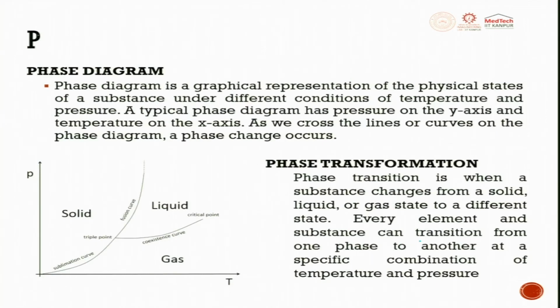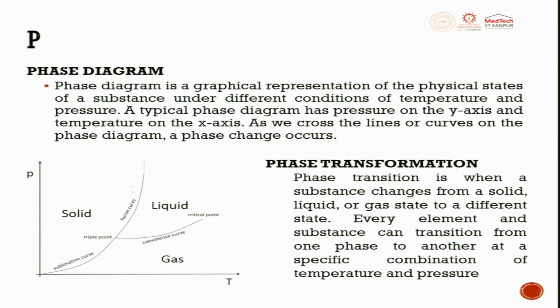Phase diagram is very important because when we look at any alloying system where temperature and pressures are involved and you are trying to change the phase from solid to liquid, phase diagram is one thing which comes in your way, which you have to go through to identify the phases which are getting formed in the final end product. Phase diagram is a graphical representation of the physical states of a substance under different conditions of temperature and pressure.